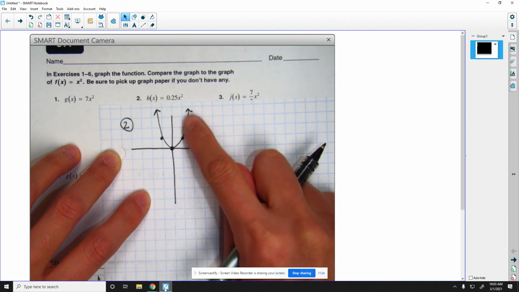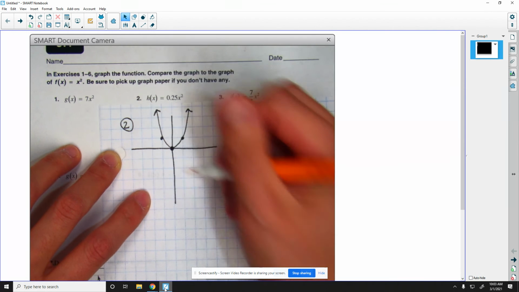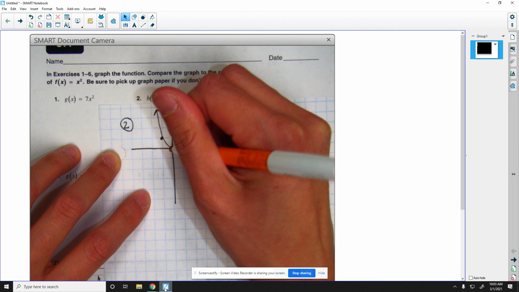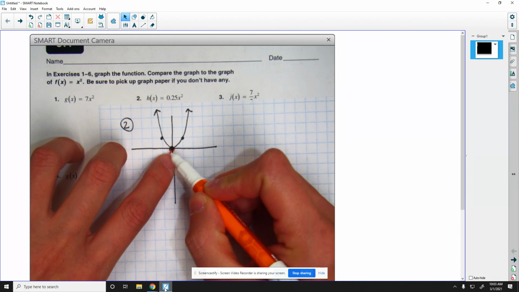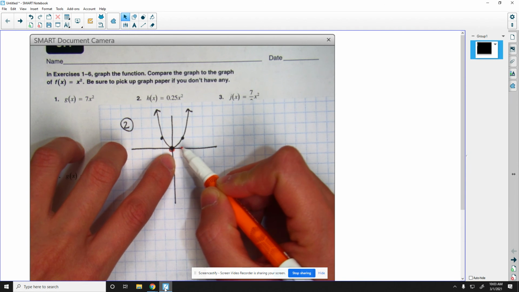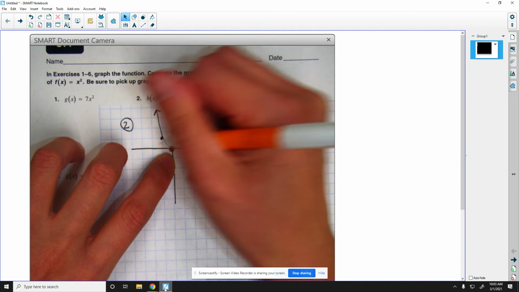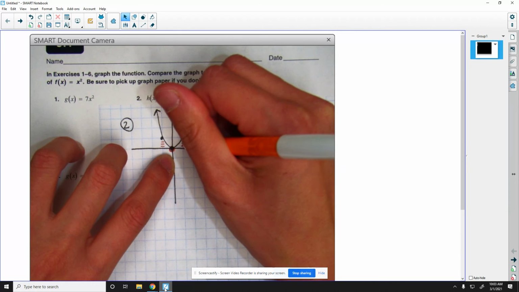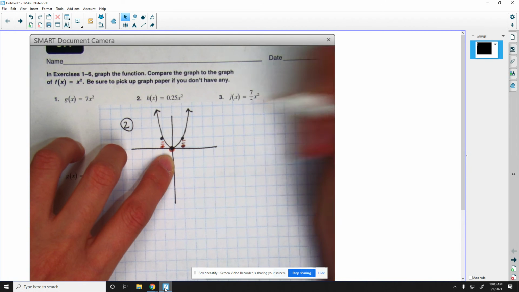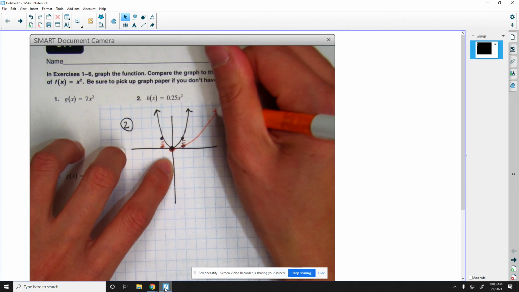Now I have to graph 0.25x squared. If I'm graphing 0.25x squared, I still have 0, 0 as a point. I'm going up how many squares? 0.25, in other words, 1/4. So 1, 2, 3, 4, 1, 2, 3, 4. Here's 1/4 of a square. Basically, I broke 1 square up into 4 pieces, right? So here is my new picture.